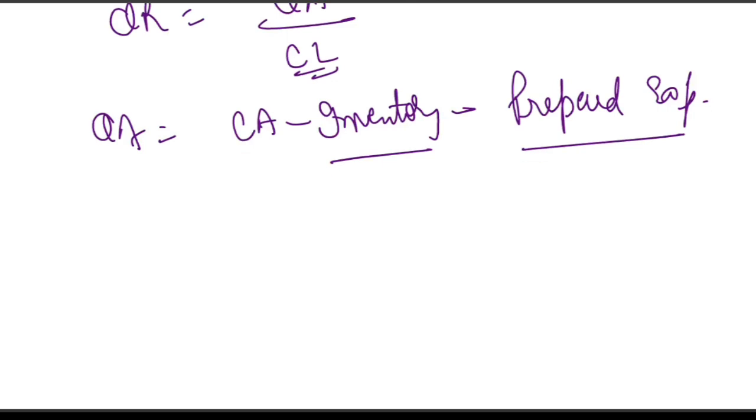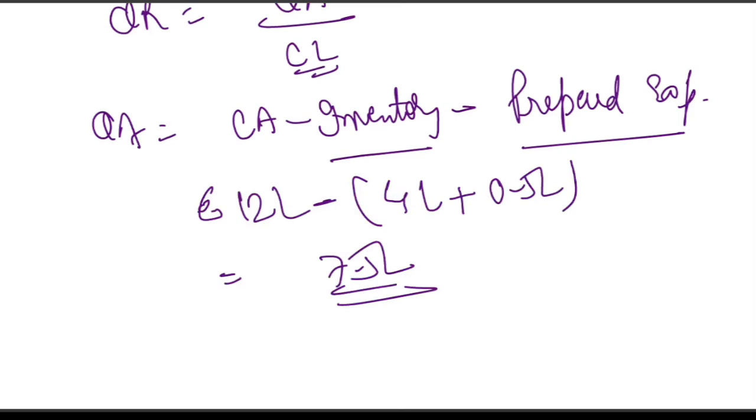Now let's first compute the quick asset. So current asset is 12 lakh, 4 lakh is inventory, 50,000 is prepaid. So just write 12 lakh minus 4 lakh minus 0.5 lakh. So this becomes how much? This becomes 7.5 lakh. That is your quick asset. Now compute the quick ratio. Very simple to compute. Quick ratio is equal to quick asset upon current liability, which is equal to 7.5. And what is the current liability? 5 lakh. 7.5 upon 5, that gives you 1.5.